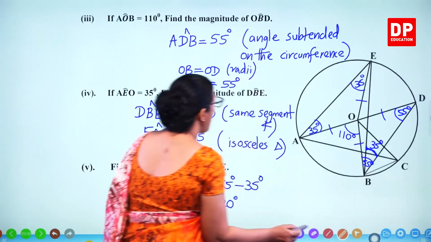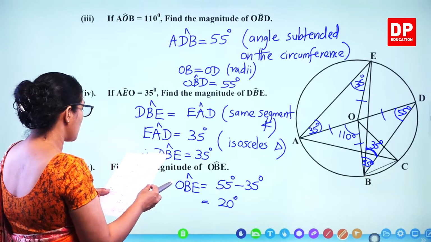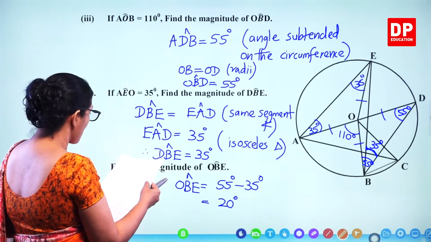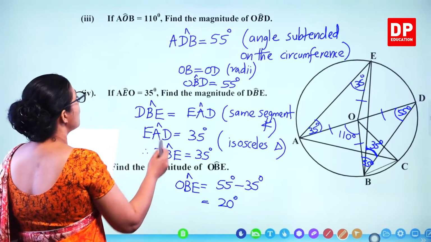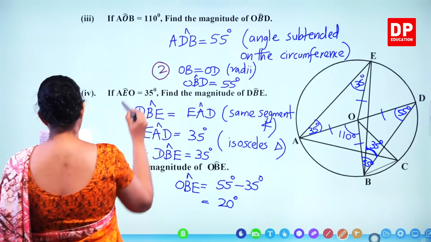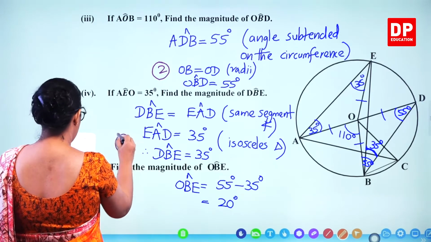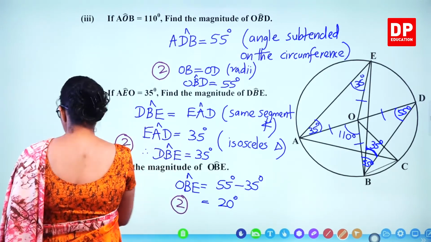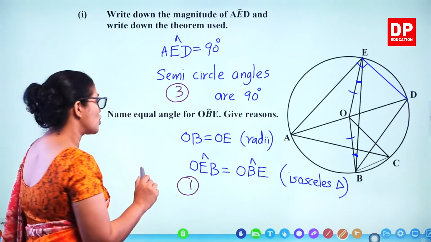So let's see how many marks for each part. So this is question number 9. 2 marks for 55 and 35, 2 marks. And this is 2 marks, 20. So 2, 2, 2, 6 and 4, 10 marks for that question.